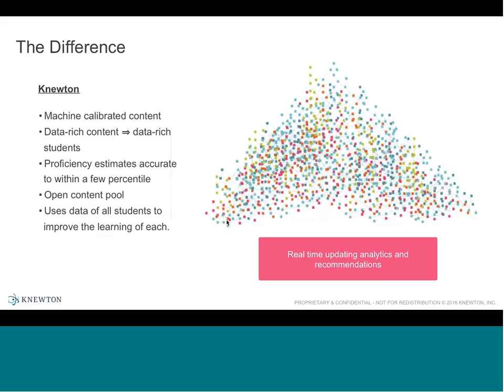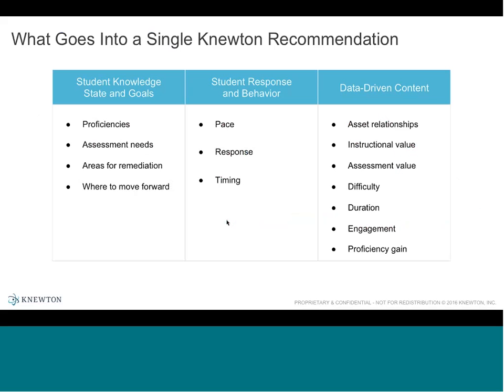So here you can see what goes into a single Knewton recommendation. It not only takes into account the student's knowledge state and goals, but also measures and identifies student response and behavior, and provides a data-driven content recommendation. For example, it will identify the areas of the student's strengths and weaknesses and where there is a need for remediation. Pace means, for example, the rate at which they are taking in content. And time means the time it takes to answer questions, which helps us detect spamming related to engagement. And proficiency will measure how well each student understands each concept and their ability to apply that knowledge.